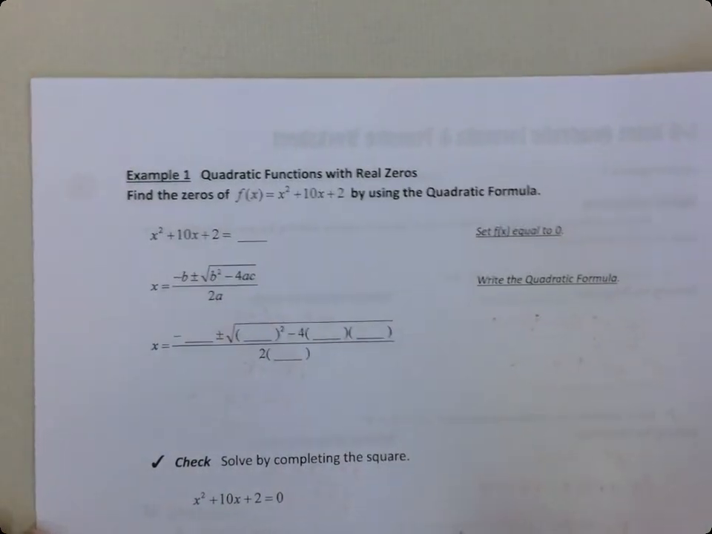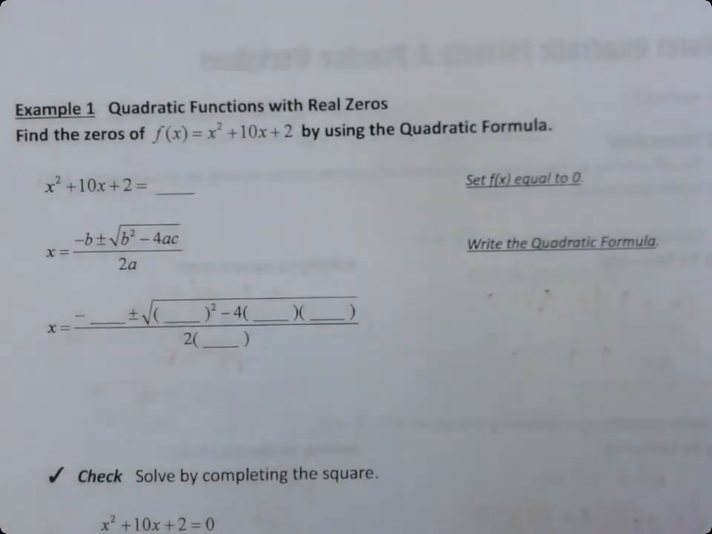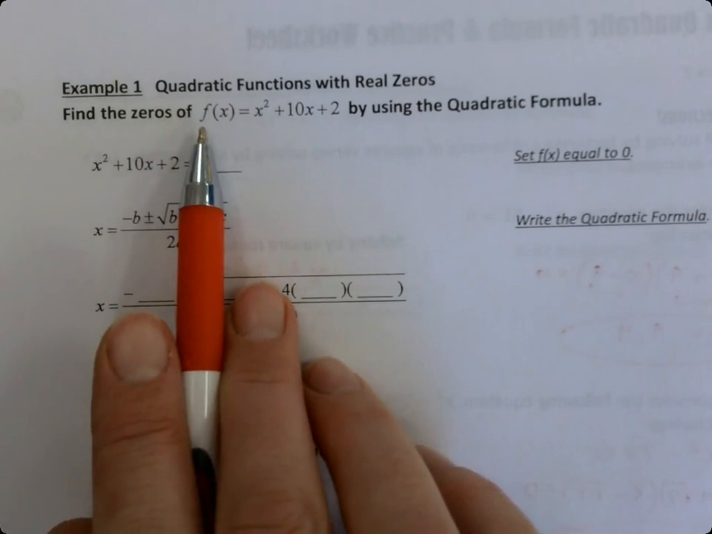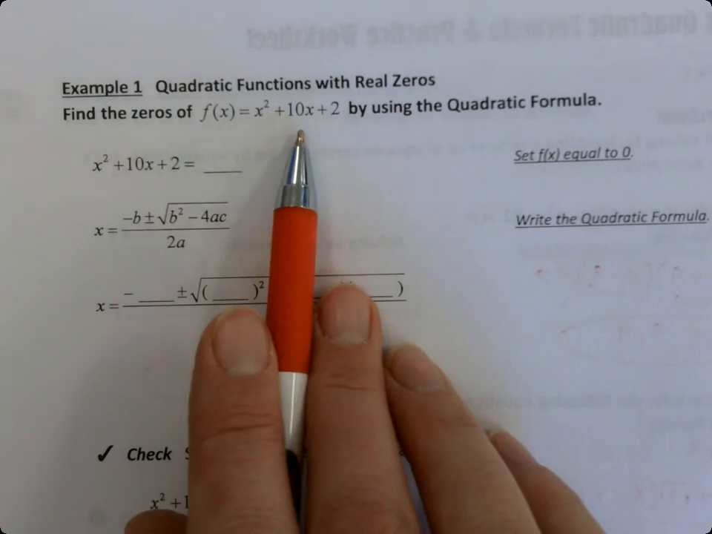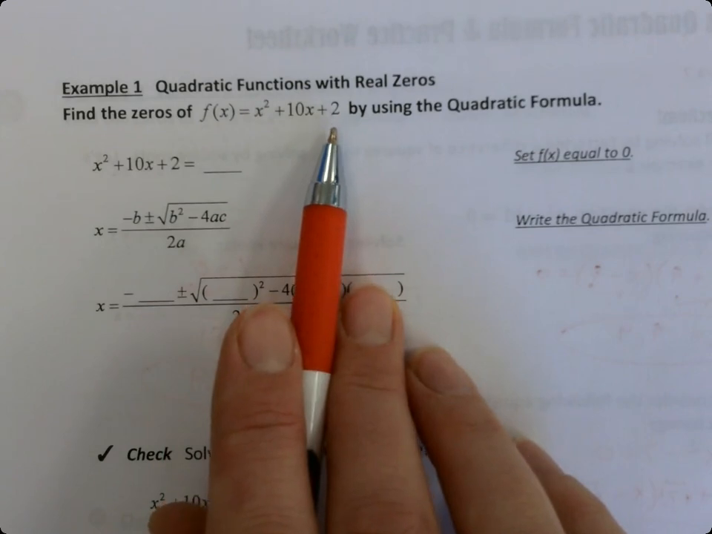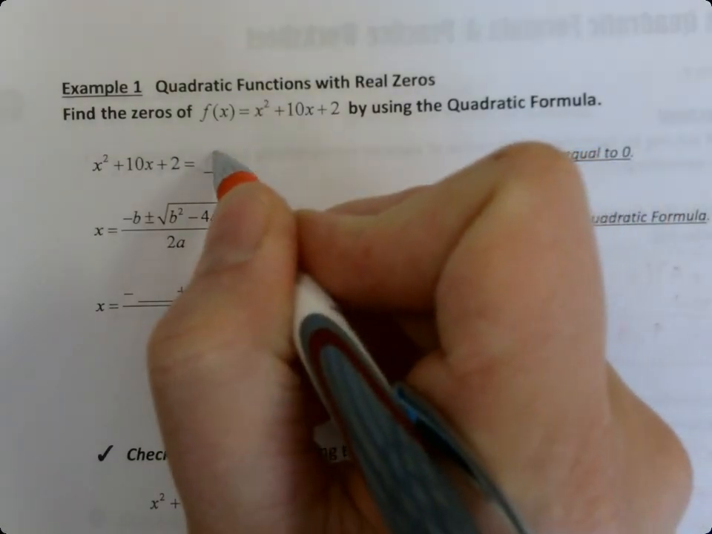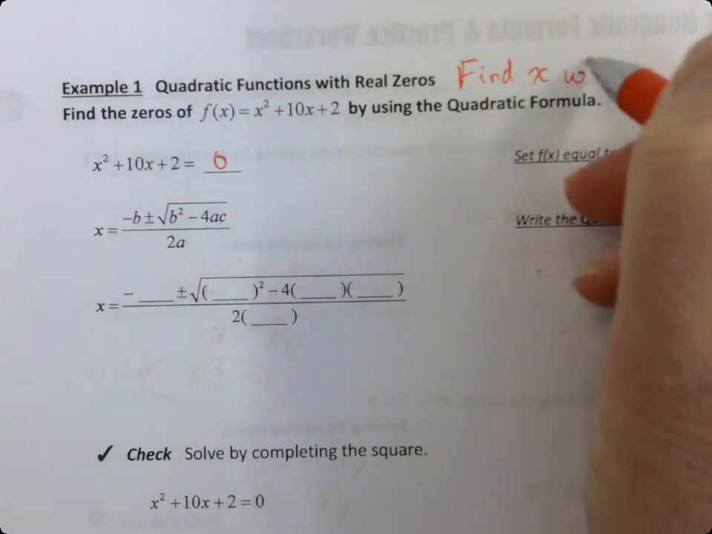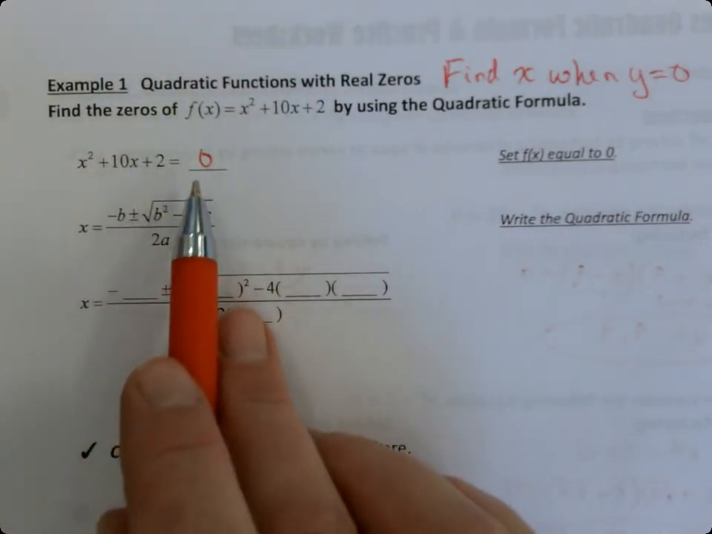Now, first example, I'm asking you to find the zeros of f of x equals x squared plus 10x plus 2. You couldn't solve this using square roots unless you completed the square. It won't factor. Factors of 2, I can't factor it. So I'm going to jump to the quadratic formula. First thing is you want to set it equal to 0. So guys, we are still finding x. Find x when y equals 0. So that's why we're setting f of x equal to 0.